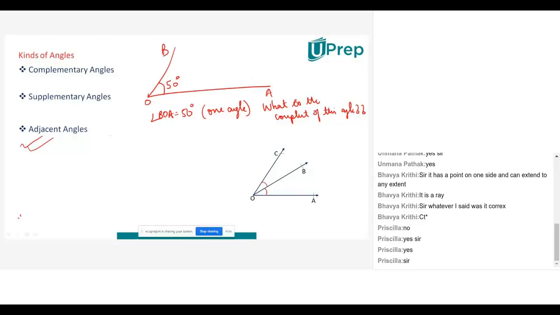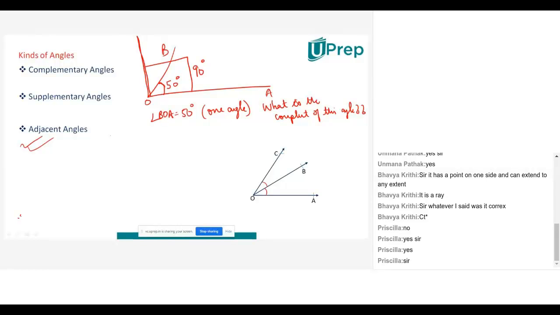Correct. Now let's imagine it. Let's put it in the diagram. We are not going to learn geometry by formula, etc. Let's put it in a diagram. OA is one line, one ray. If I have to form 90 degrees, that means I have to have something straight. This is 90 degrees. You all agree with me?